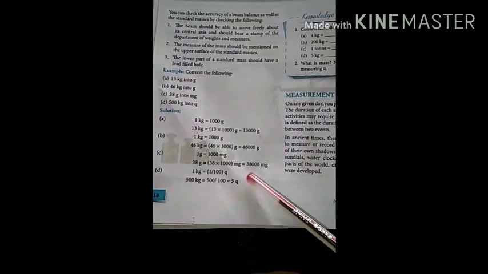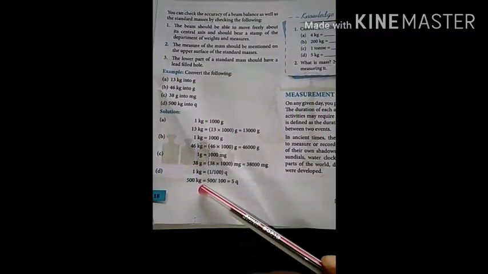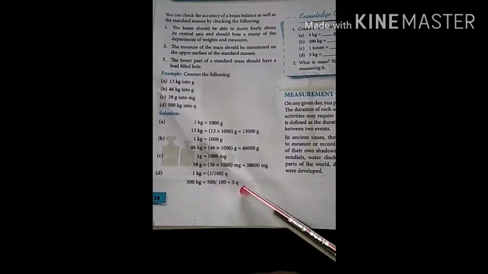Number C, 1 gram is equal to 1000 milligrams. So 38 gram is equal to 38 into 1000, that is 38,000 milligram. 1 kilogram is equal to 1 by 100 quintal. So 500 kilogram is equal to 500 by 100, which is equal to 5 quintal.